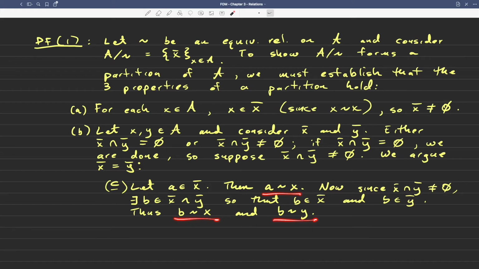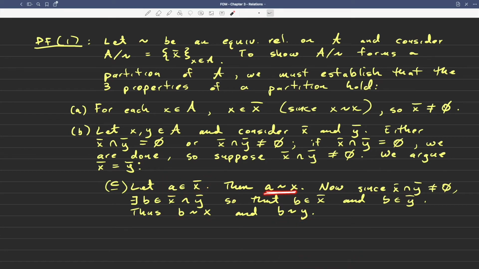What I'm going to argue is that a is equivalent to y, which would mean that a is in y bar, which is what I'm trying to establish. Eventually I'm wanting to show a is in y bar. That's my objective, because I started with a in x bar, and then I'm trying to show a is in y bar. So maybe you can see how to stitch that together.